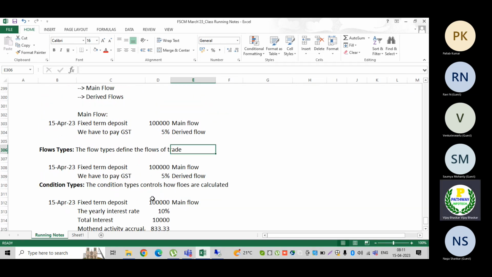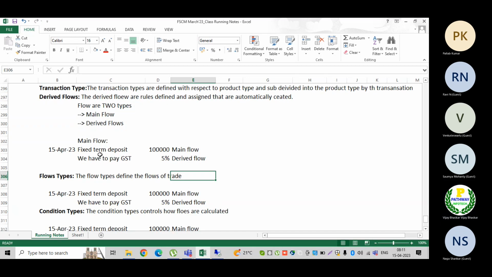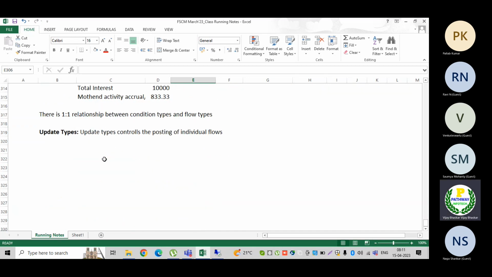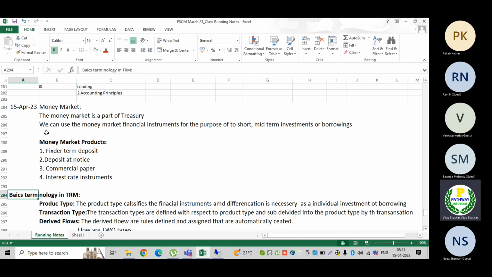Then condition types. As I explained here, the flows are of two types: one is the main flow and another one is the derived flow. I have just given a brief explanation here. Then we'll go back to the money market.